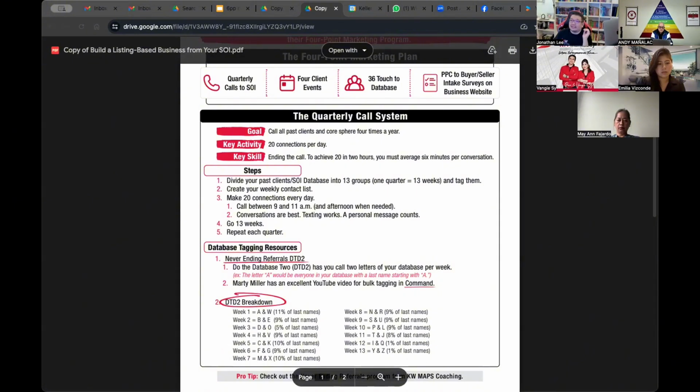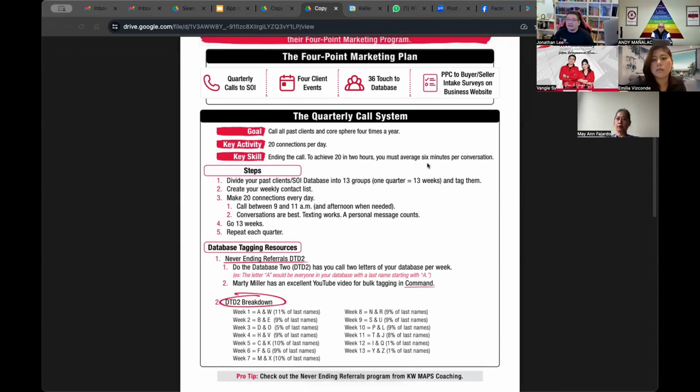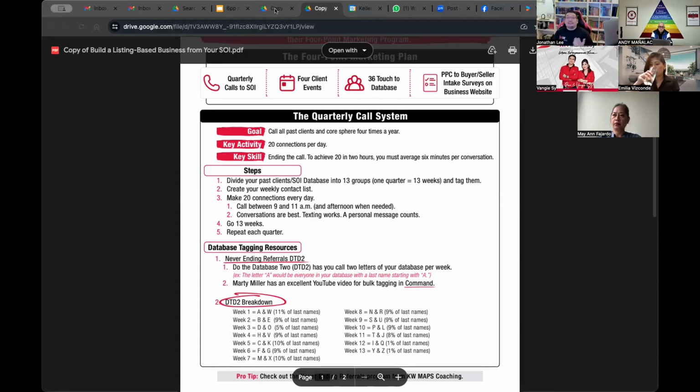And one of the most exciting things that KW has done in recent years is really coming out with a lot of playbooks for agents to use, right? This is another playbook. I'm giving you another playbook.